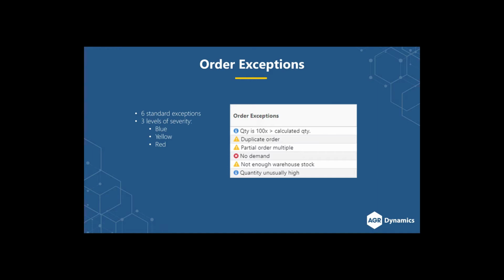Blue, give it a glance. Yellow, something to look at. And red, you should really look at this. Now, you have full flexibility to define your own set of predefined rules to get customized order exceptions that fit your needs. So sleep on that one and let us know when you upgrade.